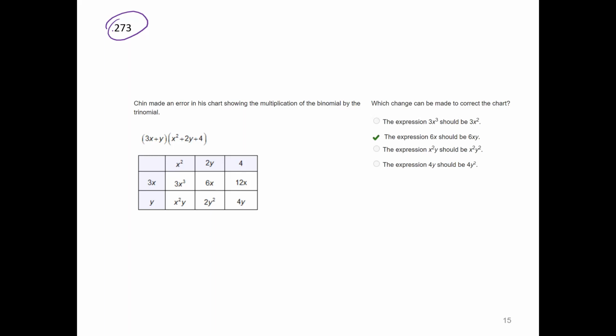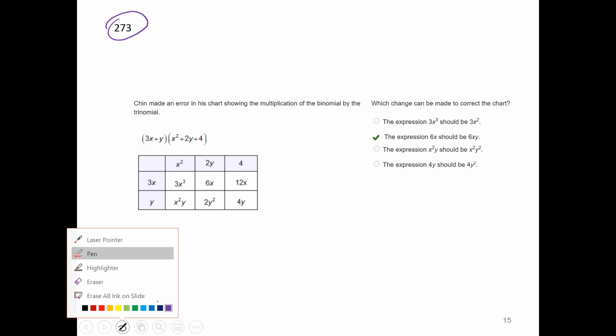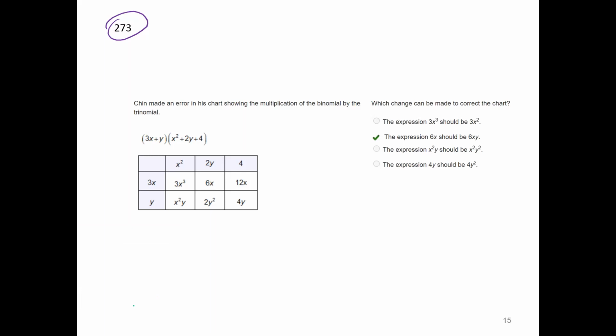All right, so Chen made an error on his chart. So we need to go ahead and figure out where the mistake is. So let's take a look. X squared times 3x, 3x cubed. That's correct. 2y times 3x is 6xy. This is the mistake.